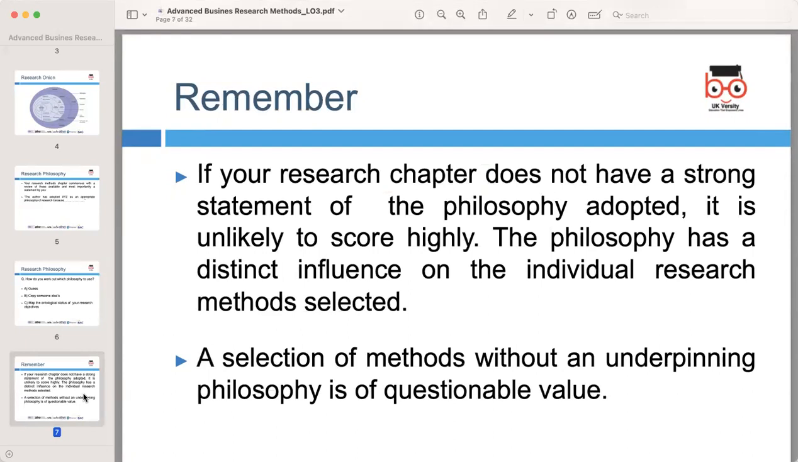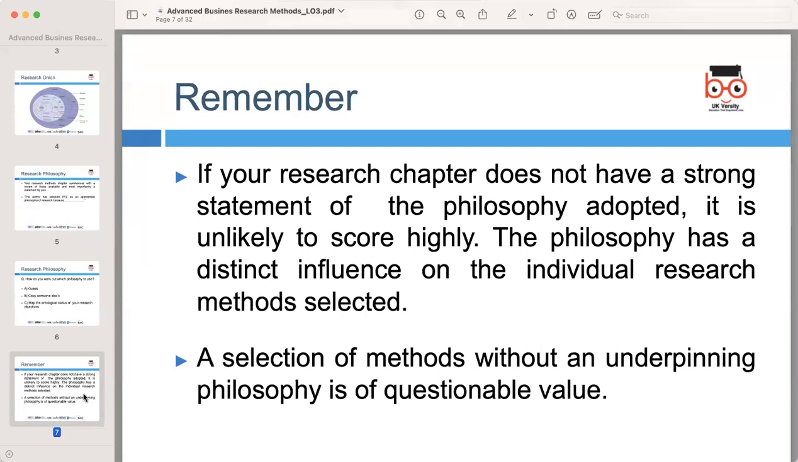Remember, if your research chapter does not have a strong statement of the philosophy adopted, it is unlikely to score highly. The philosophy has a distinct influence on the individual research method selected. A selection of methods without an underpinning philosophy is of questionable value. So it is questionable whether your research will hold any value at all.